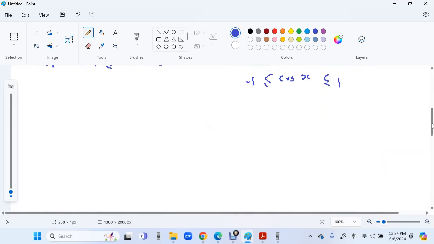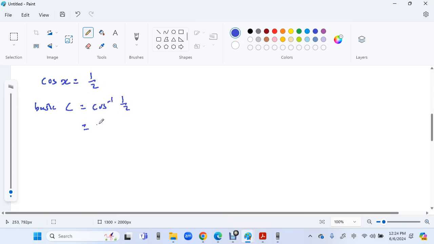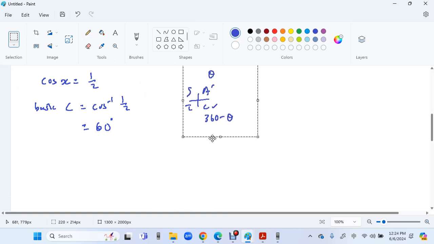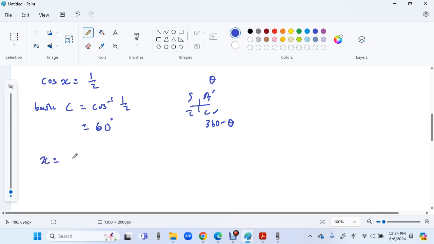Then if we have some special angle, like cos x equal to half, the basic angle will be arc cos of half, that is 60 degrees. This one we have to memorize. ASTC, cos positive will be theta and 360 minus theta. So x equals 60 degrees, and then 360 minus 60, that is 300 degrees.